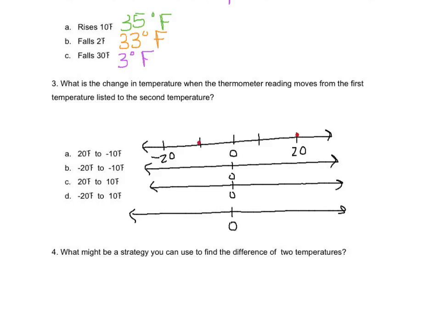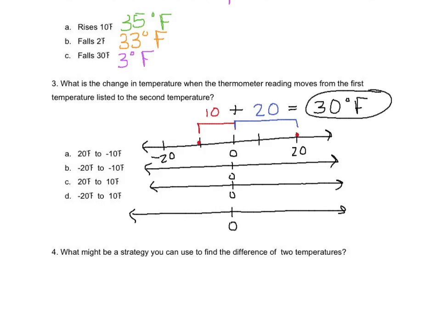So let's go back to this idea of absolute value. From -10 to 0, that has a distance of 10. From 0 to 20 has a distance or an absolute value of 20. Put those two together, I have a total distance of 30, or a temperature change of 30 degrees Fahrenheit. All right, B, once again, -20, -10, 10 and 20.